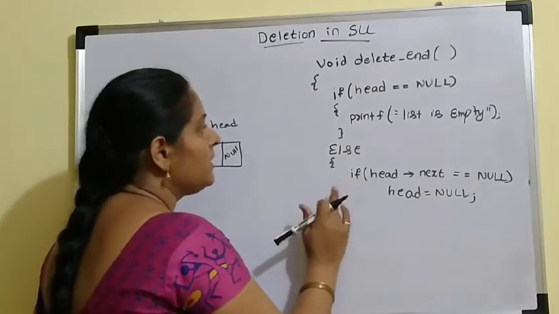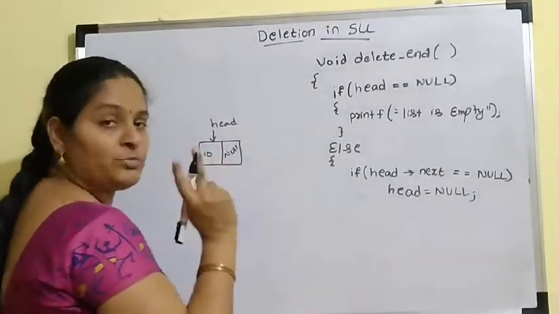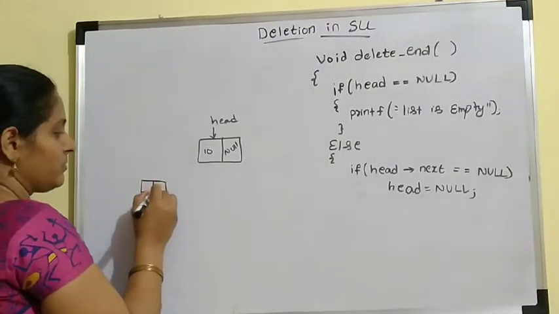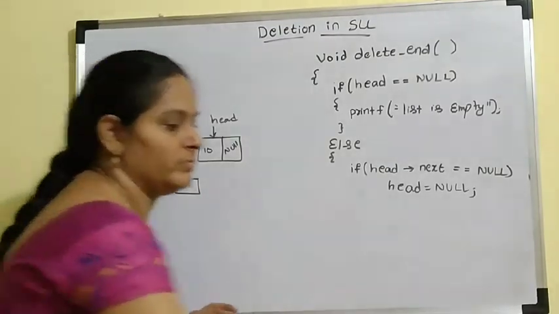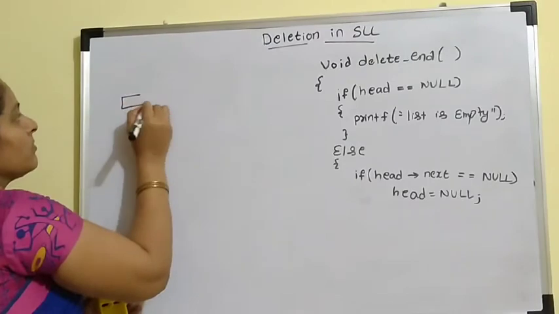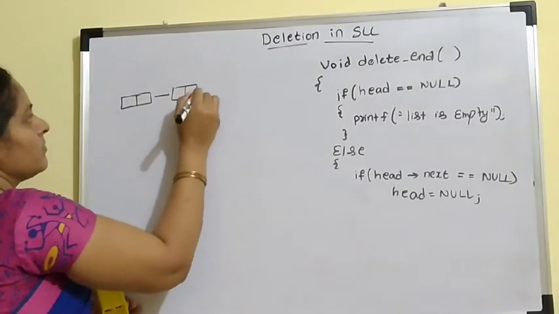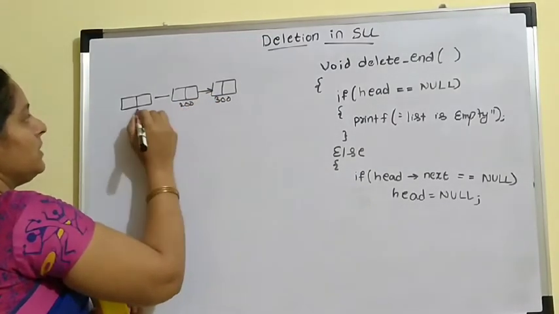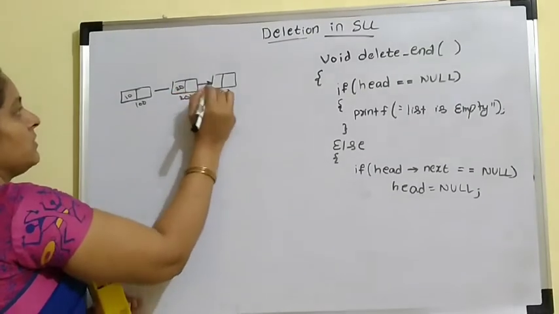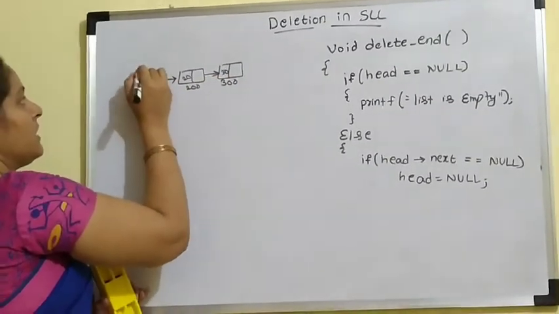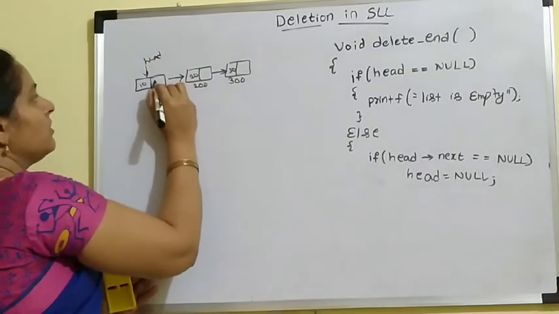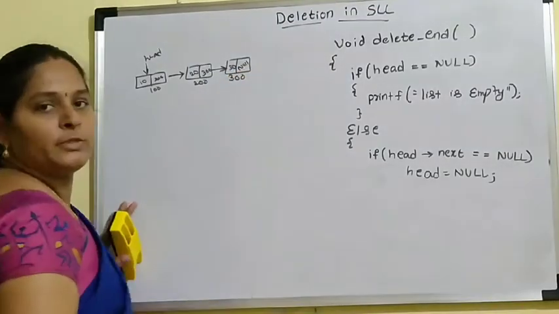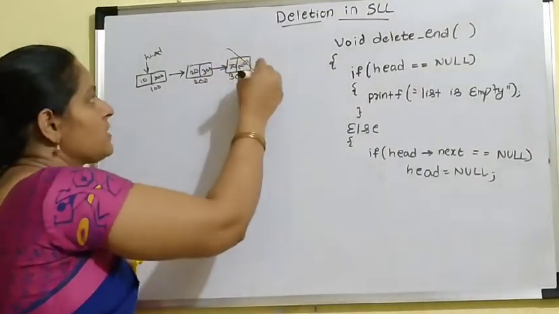That indicates that automatically we can remove it. Okay, now see, suppose your list contains multiple nodes. Just assume that here I have 3 nodes in the list. As usual, 3 nodes in the list. This is our head node, 200, 300, and this is our last node. Okay, now I want to delete this last node.